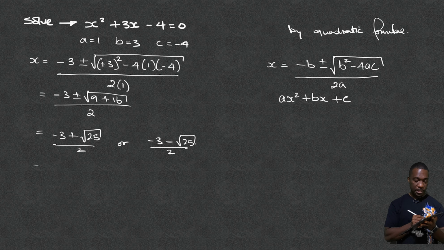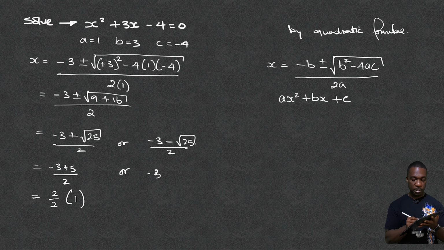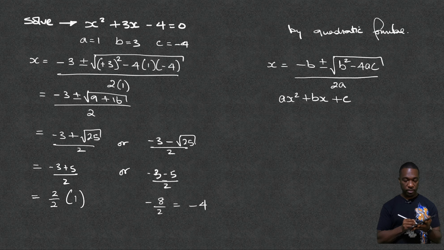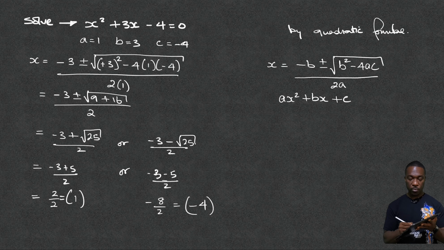So this now equals negative 3 add 5, the square root of 25 is 5, divided by 2. Negative 3 add 5 is 2, so 2 divided by 2 is going to be 1, so that's our first answer. Or negative 3 take away 5, divide by 2. This becomes negative 8 over 2, which is negative 4. And this is also done. Okay, good. Well done, everybody.